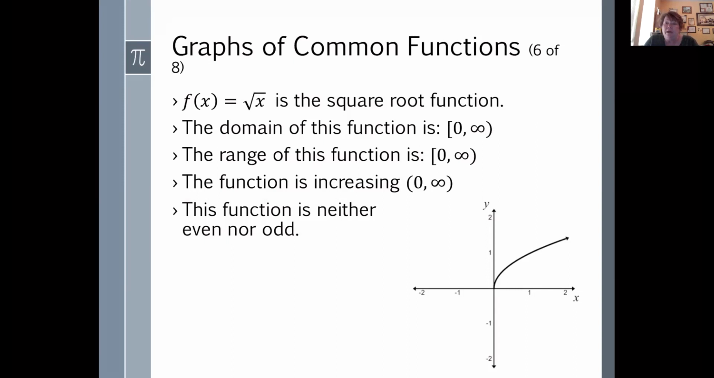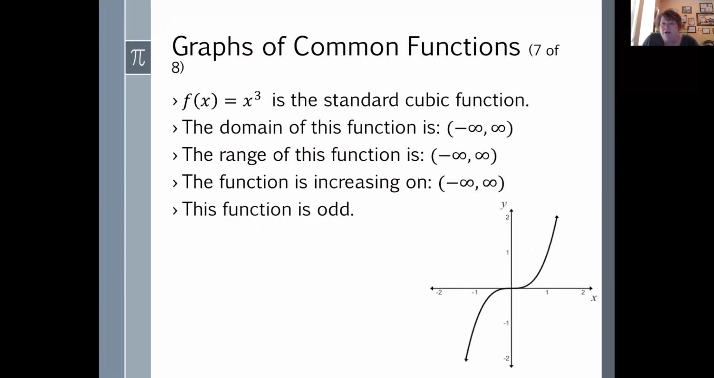The function is increasing over its entire domain. It increases from 0 to infinity, but we always talk about increasing and decreasing over open intervals. So again, we're going to talk about from 0 to infinity, not including 0. At x equals 0, the value of the function is 0. And then infinitely close to 0, to the right of 0, it starts increasing. And the function's neither even nor odd because it doesn't have any symmetry with respect to the y-axis or the origin.